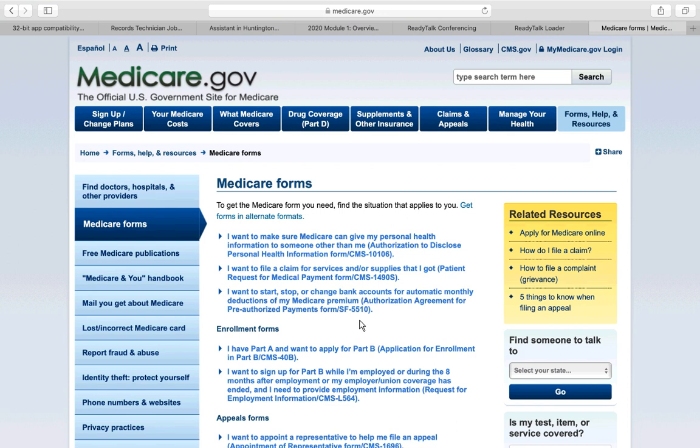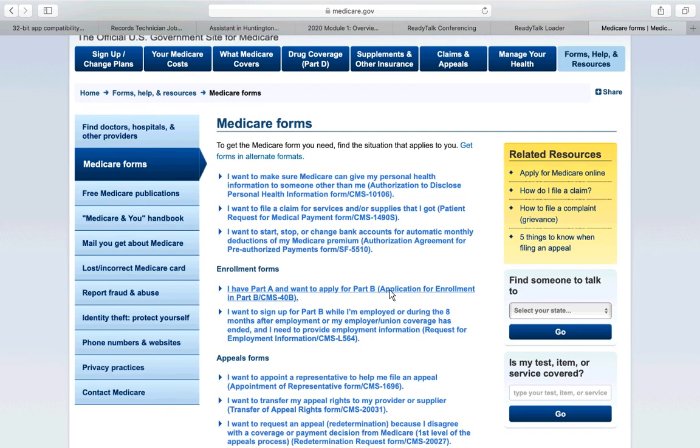This is a really good form right here. I have Part A and want to apply for Part B. This form right here, let's say you run into somebody who delayed Part B enrollment because they have employer insurance, and now they're 68, 69 years old, ready to leave their employer insurance and go on to Medicare.